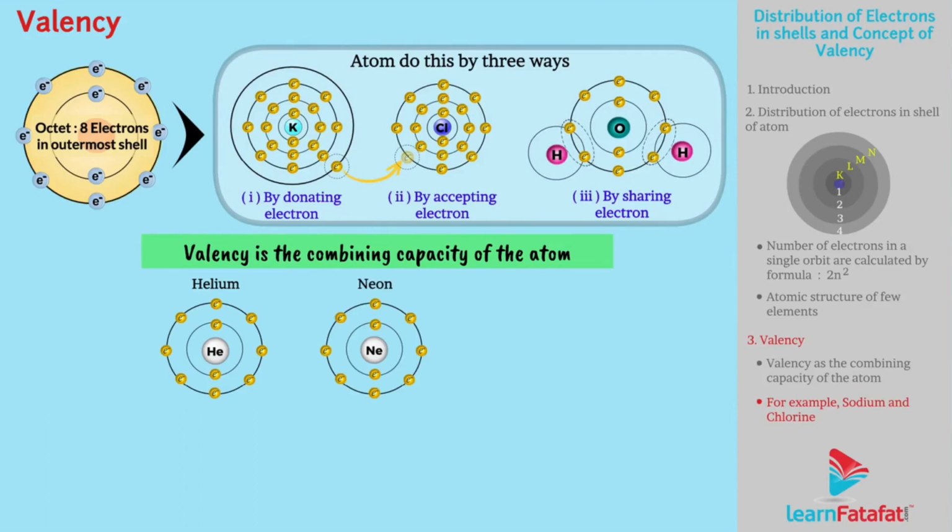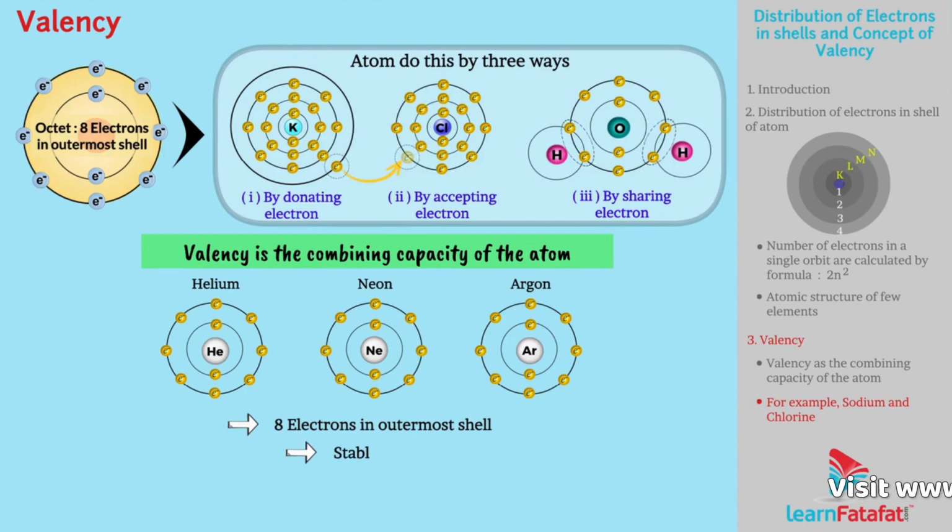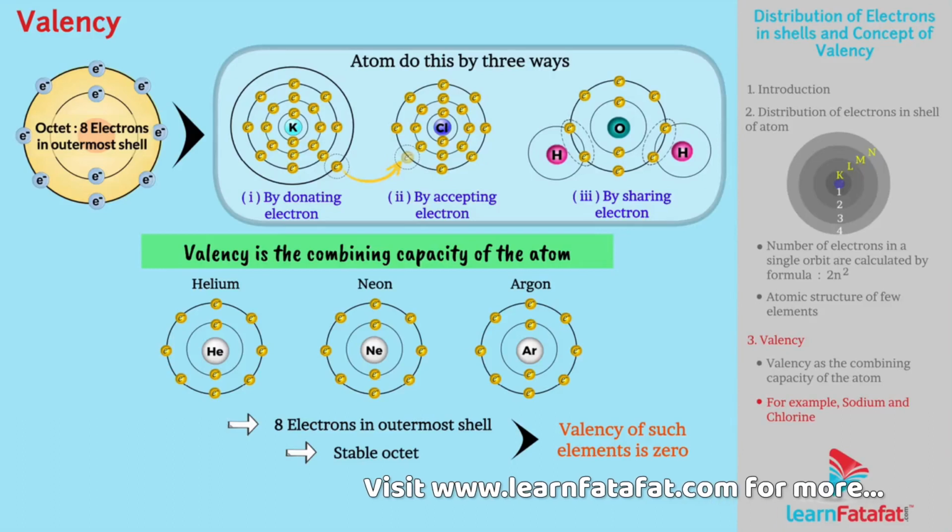Elements like helium, neon and argon have a full outermost shell, that is, they have a stable octet. Hence, the valency of such elements is 0.